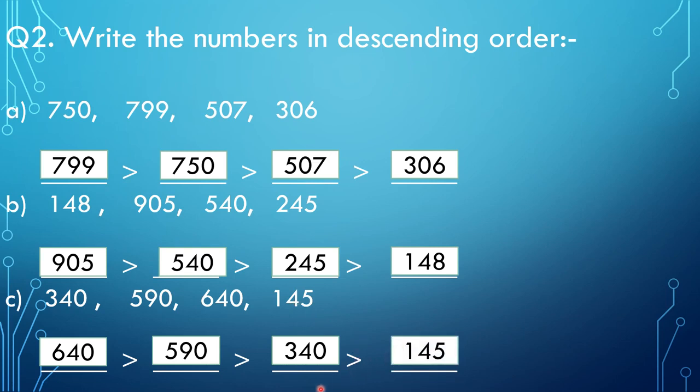So how we can read it? 640 is greater than 590. 590 is greater than 340. 340 is greater than 145. So beta, understood how we have to arrange in ascending order or descending order. Okay.